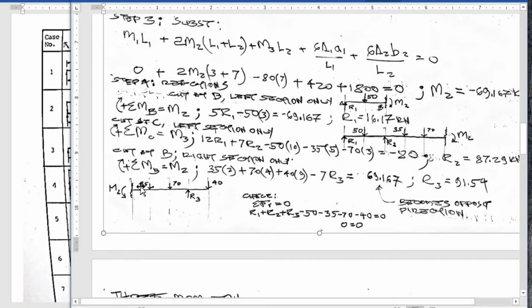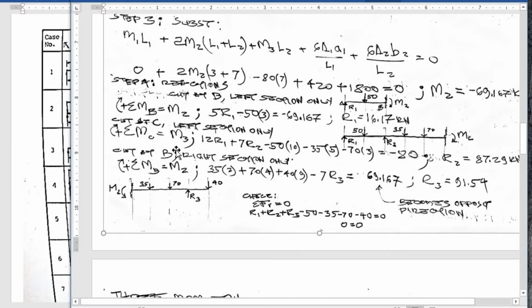So magka-cancel out sila. Okay, so 5R1 minus 50 times 3. Yang 5R1, take note, yung dito tayo nag-take moment sa point B. Yung R1 would cause a clockwise moment. Take note, sinulat ko dito na clockwise direction is positive. Minus 50 times 3. Yan yung load na 50. Ito, ang lever arm niya ay 3. Is equal to M2. Okay, so your M2 is 69.167. So from there, you can solve now that your reaction 1 is 16.17 kilonewton.